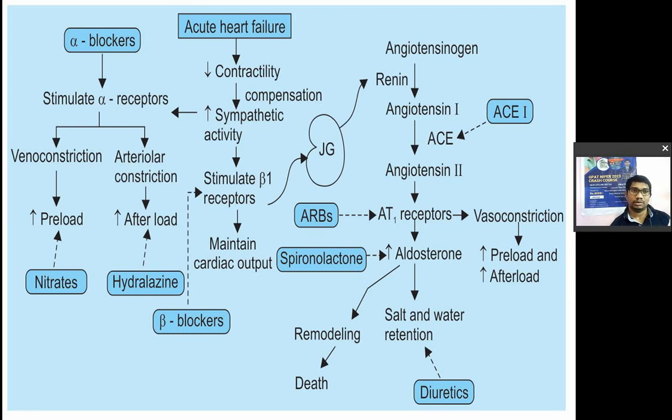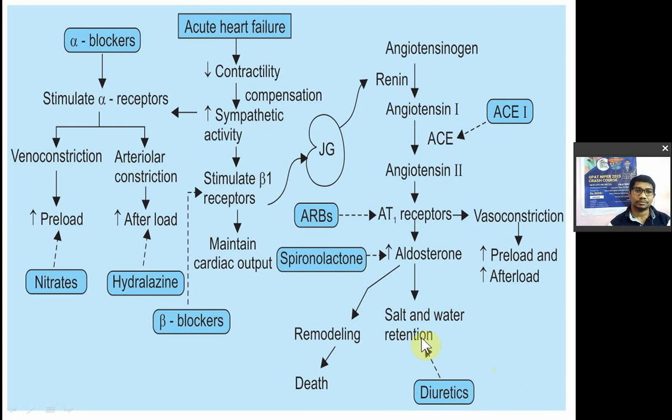Now in this condition you can use different kinds of drugs. So you can use alpha blockers, which will decrease the preload and afterload. You can use vasodilators like nitrates, which can decrease the preload. You can decrease afterload by using arteriolar dilators. You can use beta blockers. You also can use ACE inhibitors, angiotensin receptor blockers, aldosterone antagonists, and diuretics. So the most commonly used drug is nothing but the diuretics. In that also you have loop diuretics, so furosemide, ethacrynic acid, they are mostly used in case of heart failure to reduce the edema and congestion, right?